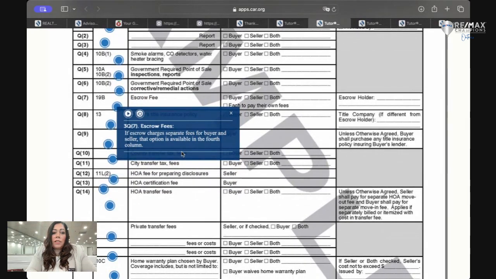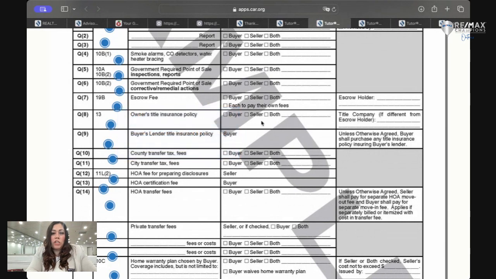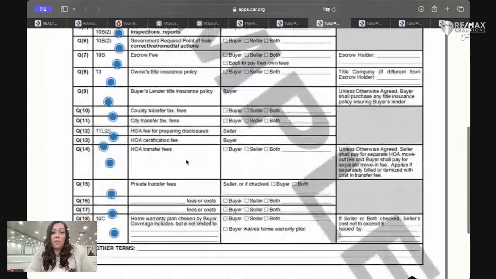And escrow fees. Typically we mark each to pay their own because the seller has their fees, the buyer has their fees. There are some buyers that want their offer accepted and want to appeal to the seller, so then they'll mark that they'll pay for both sides.